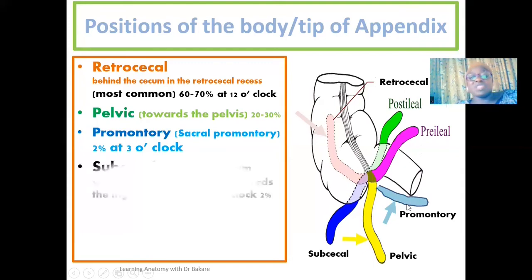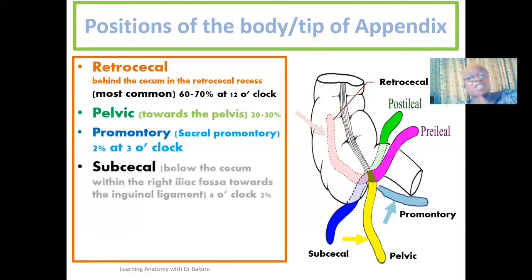Then the next type of position of the appendix is the subcecal appendix. Just from the name, sub means below. So the subcecal appendix is when the appendix is located below the cecum. So you see it directed here, and this is what is highlighted in blue here. It is located below the cecum. It is seen within the right iliac fossa. We know that the cecum is located within the right iliac fossa, so also the subcecal appendix. And you see it is directed towards the inguinal ligament. And if you try to establish the direction of the subcecal appendix with the clock, you see that the subcecal appendix is directed at the 6 o'clock position, and you see it in about 2% of individuals.